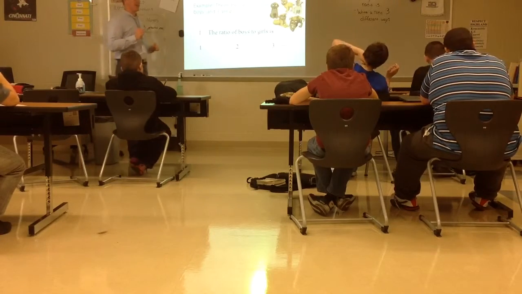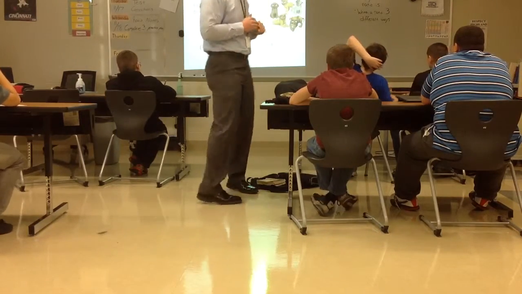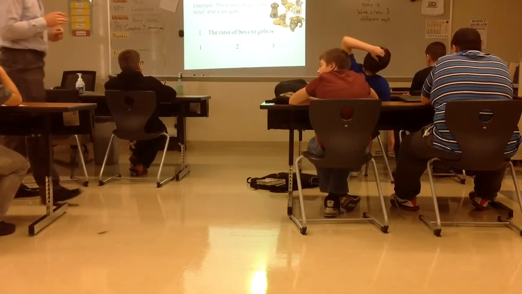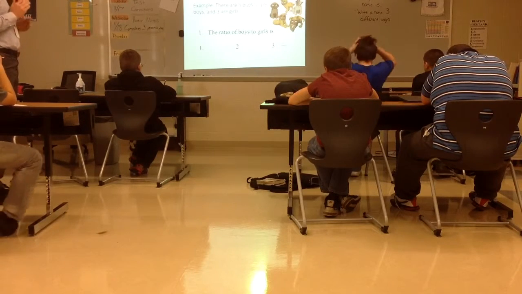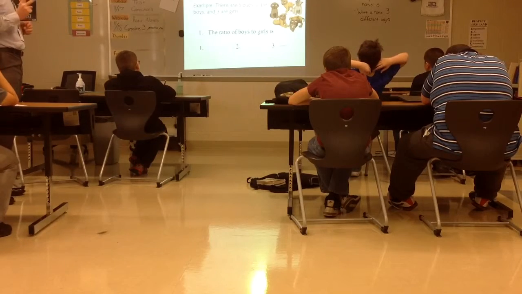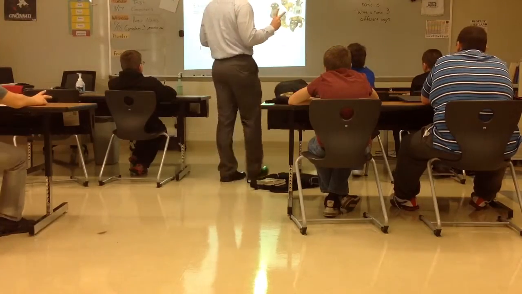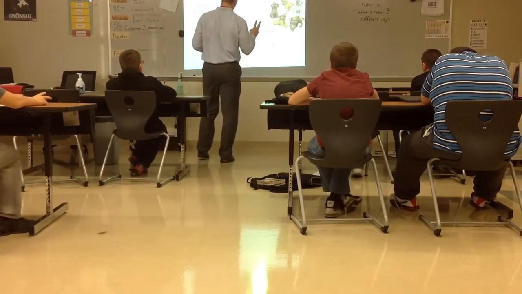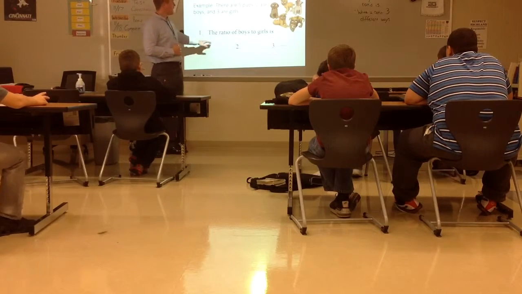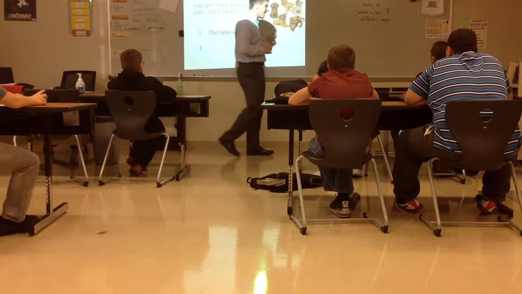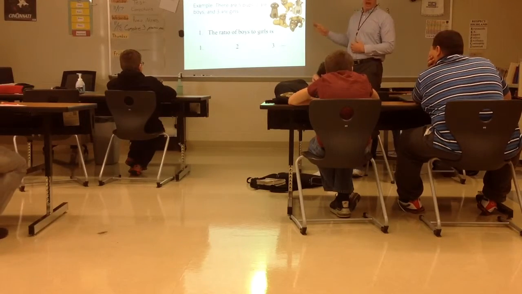Okay, so here's an example of what we are going to do as a class. Listen as I read it. There are 5 pups. There's a picture there too. So there are 5 pups. 2 are boys and 3 are girls. The ratio of boys to girls is, and this is what I want you guys to figure out. Now we can do this one together.